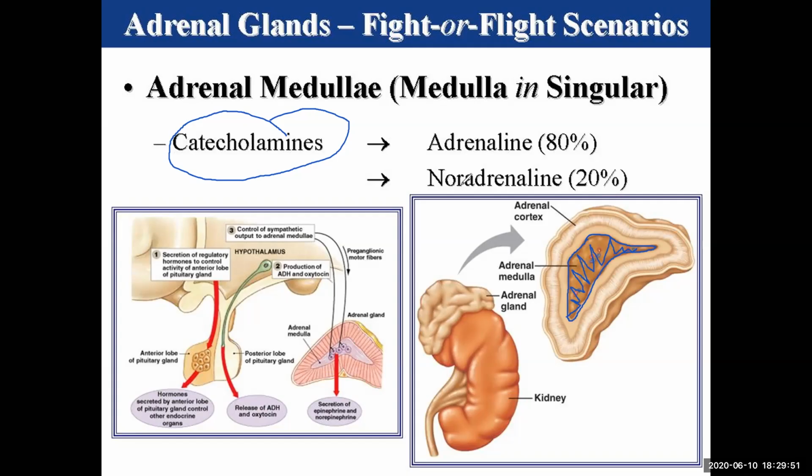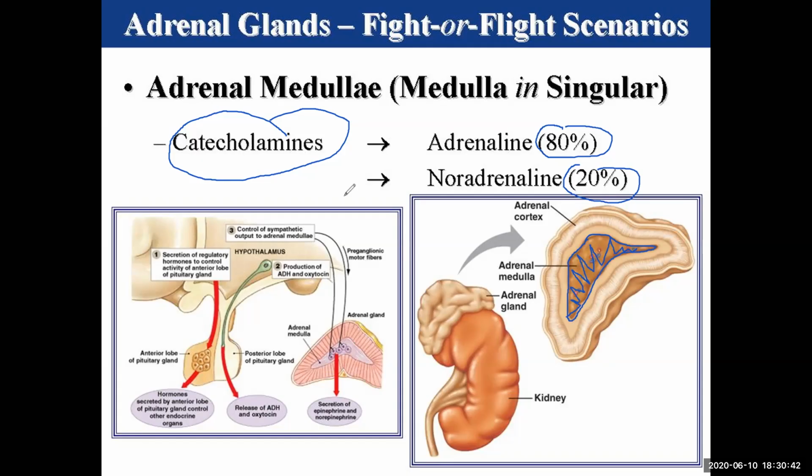Epinephrine, E P I N E P H R I N E, and norepinephrine, N O R, and the word epinephrine. So those are identical names for the same chemical. You can call it adrenaline slash epinephrine, or you can call it noradrenaline slash norepinephrine. The adrenal medulla produces and secretes catecholamines, of which 80% are epinephrine, one fifth, 20%, are norepinephrine. And they're released into the bloodstream.